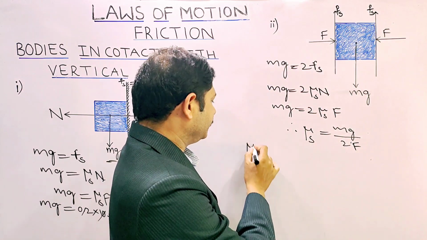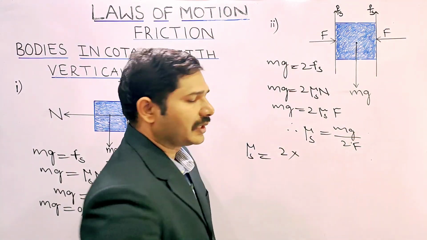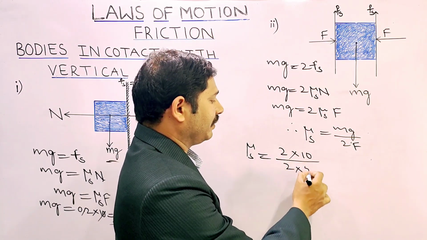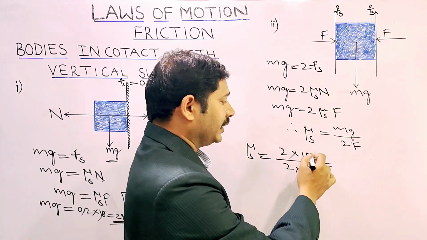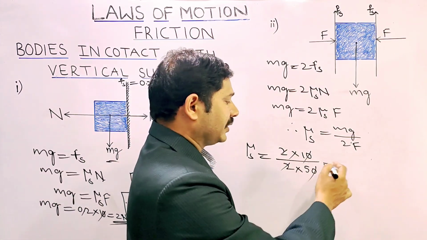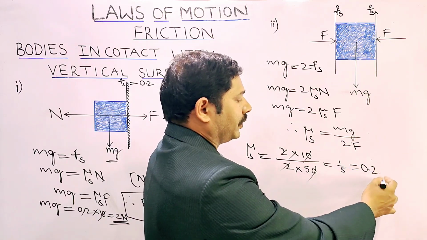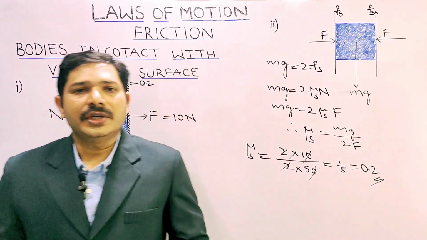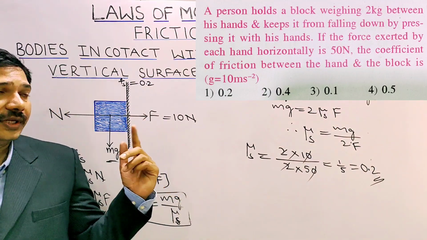Mu s equal to what? M is 2 kilograms and g they only given 10. Okay, by 2 into 10 is how much? 50. Okay, so here what we can take? This 0 1 0 gets cancelled. 2 2 also gets cancelled. 1 by 5 means what? 0.2. So here the coefficient of friction is how much? 0.2. Which option is correct? You can check, the first option is correct.